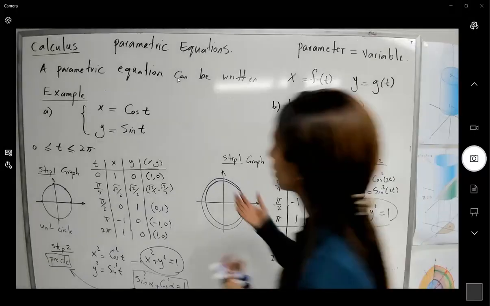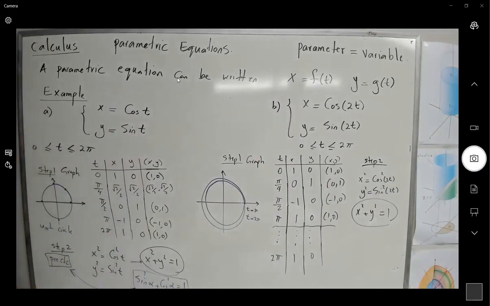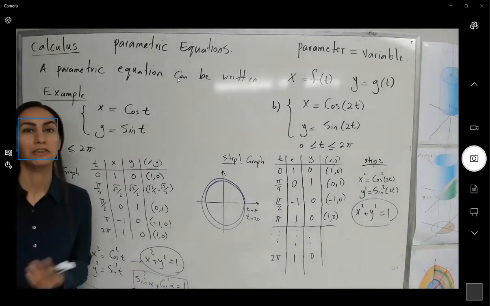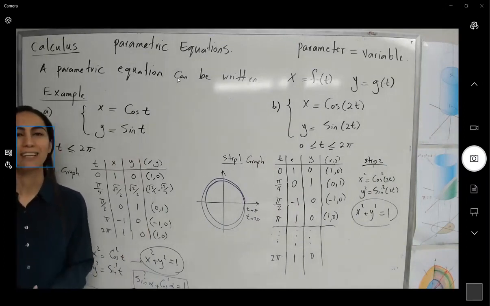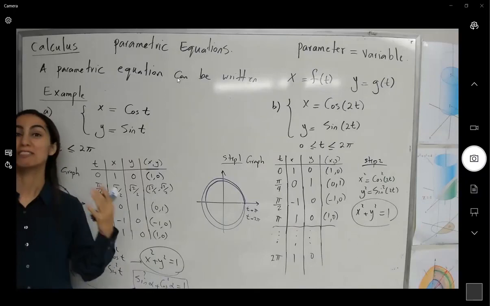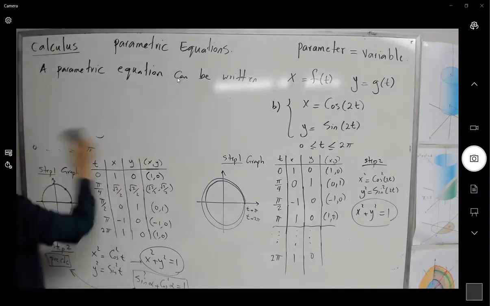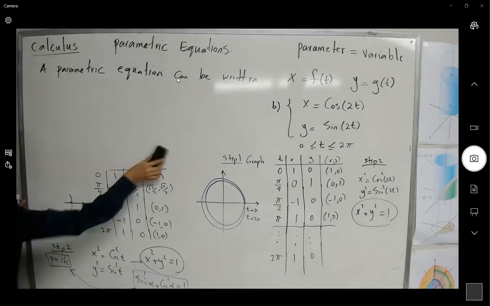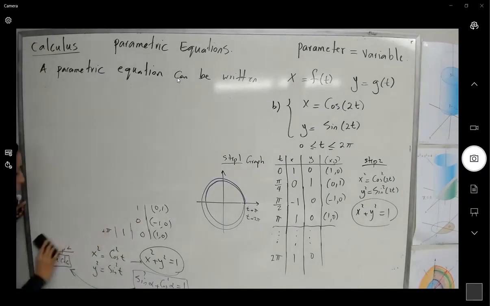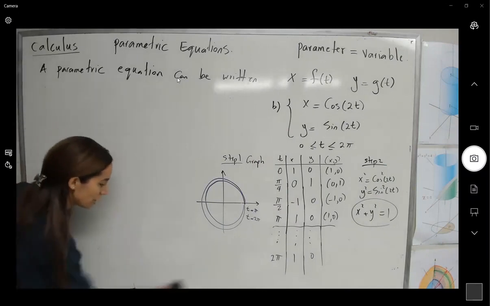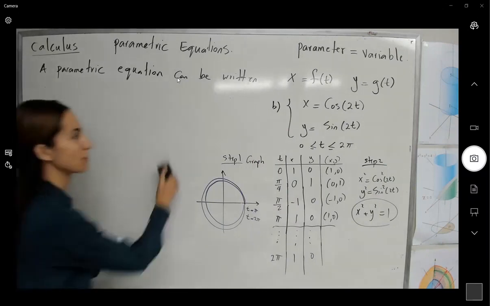Well, now that we talked about parametric equations, we are interested in finding the derivatives. How do we analyze the rate of change of these types of equations? Since you have a parameter, you have to calculate the rate of change in terms of that parameter.